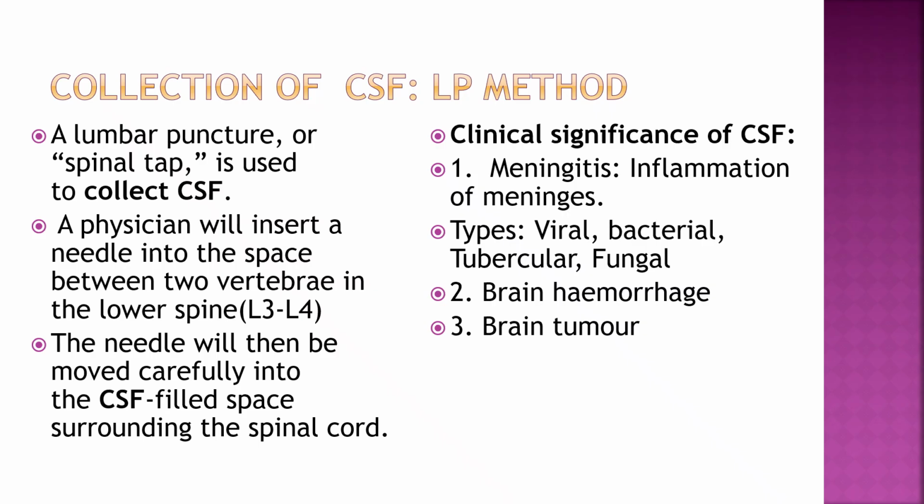After cleaning with a betadine spirit swab, the needle is inserted into the intervertebral space, that is the space between two vertebrae, L3 and L4 preferably, and then it will go through the skin, then bone, and then the cavity, that is the CSF filled space in the central canal of the spinal cord, and then with the help of a syringe the CSF is collected, and then it is collected in a bulb for examination.